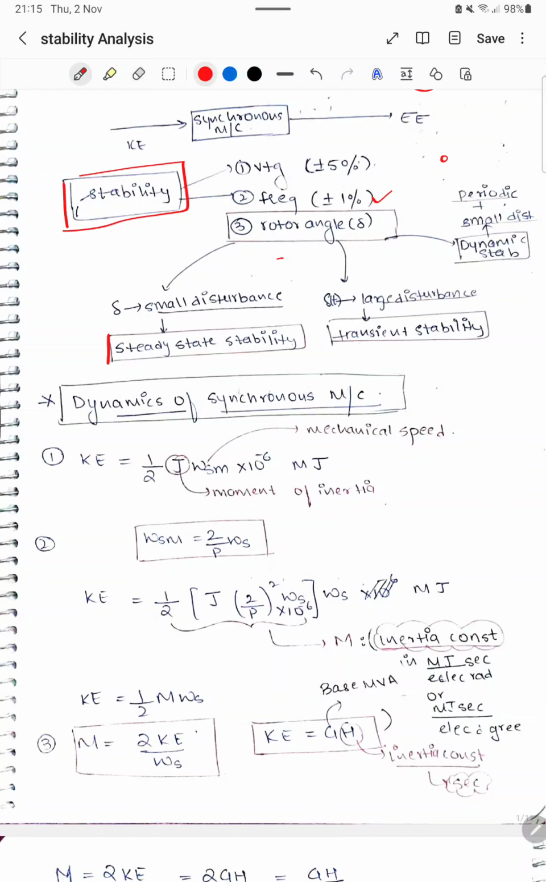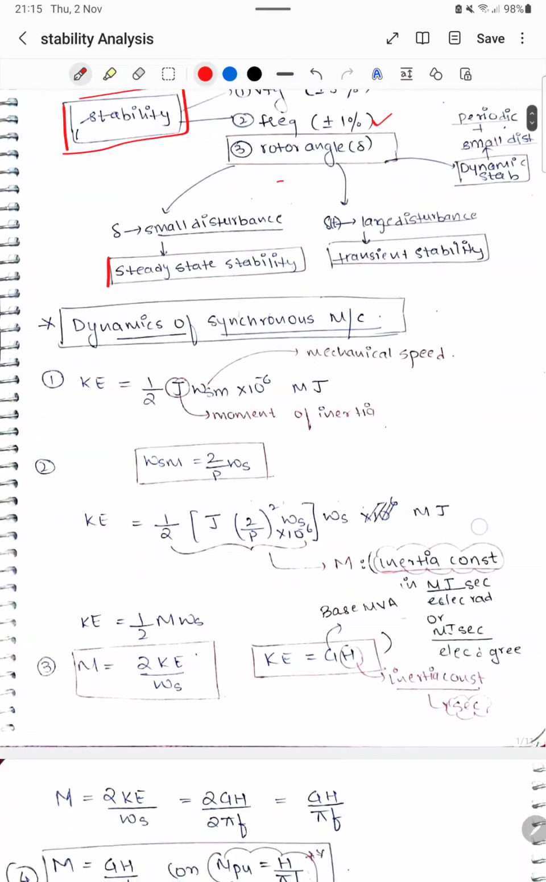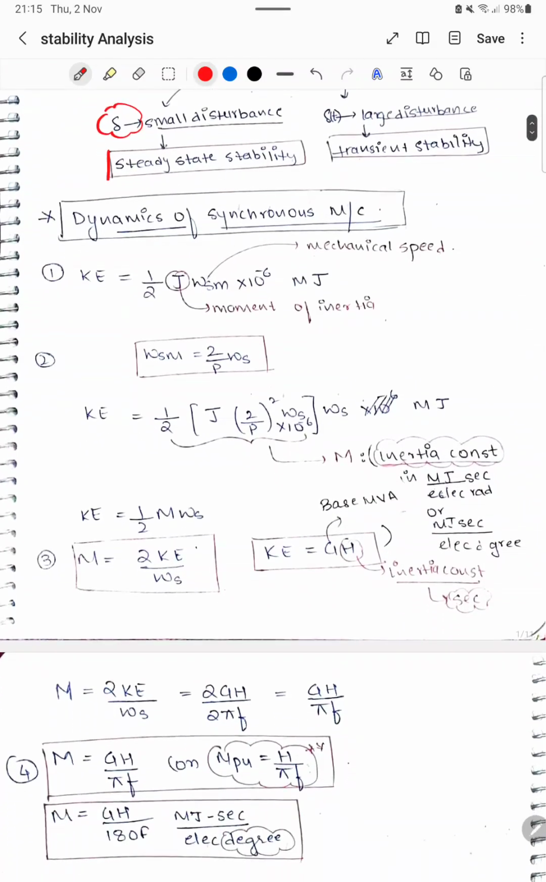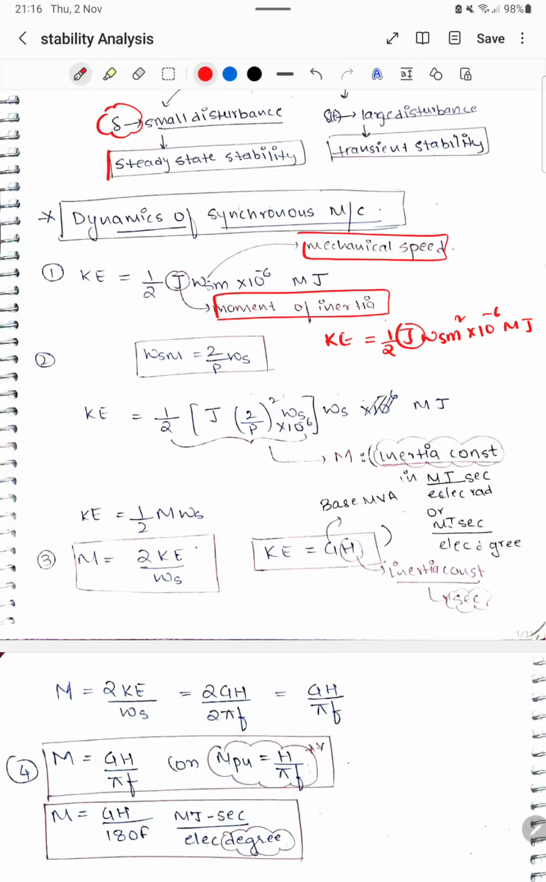Coming to the first part, before dealing with the Swing's equation for steady state stability limit, which in turn means a small disturbance in delta, we need to get aware of certain terms and certain formulas. First of all, mechanical kinetic energy is half J omega_sm squared into 10^-6 in megajoules, where J is the moment of inertia and omega_sm is the mechanical speed.